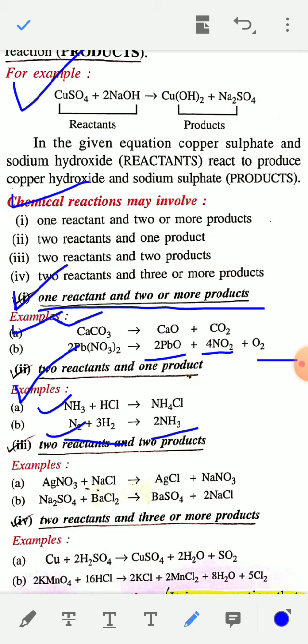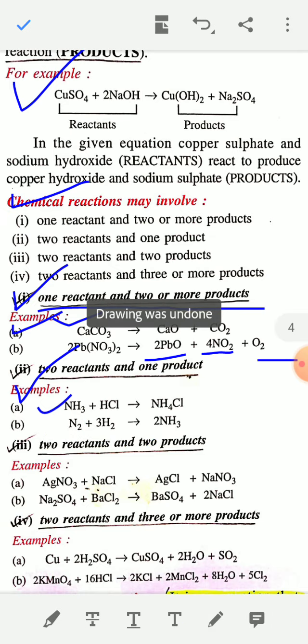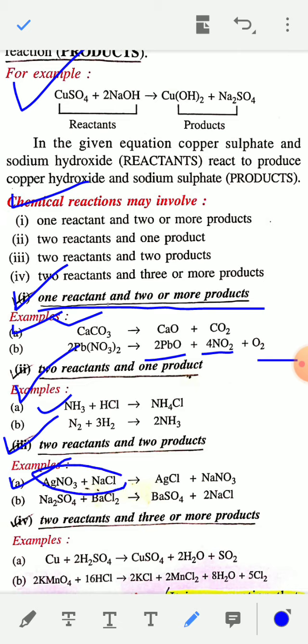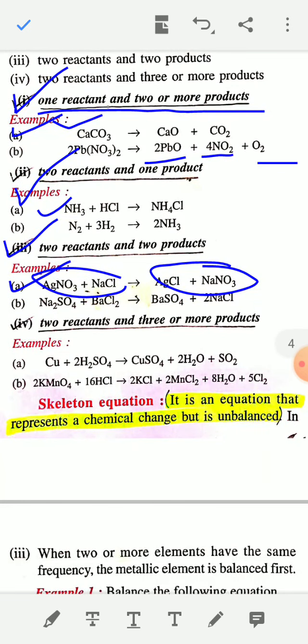In some chemical reactions, two reactants and two products may be involved. These are basically double displacement reactions, two reactant two product reactions. For example, when silver nitrate reacts with NaCl, it gives AgCl and sodium nitrate. You can see two reactants and two products are involved in this reaction. Similarly, when Na2SO4 reacts with BaCl2, it forms BaSO4 and NaCl. So these are two reactant two product reactions.